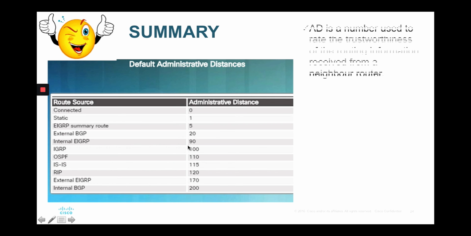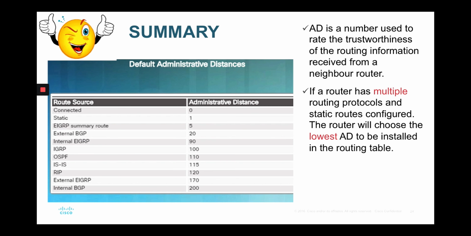Okay. Now, administrative distance is the number used to rate the trustworthiness of the routing information received from a neighbor router. And the second thing, don't forget, if a router has multiple routing protocols and static routes configured, the router is going to choose the lowest administrative distance to be installed in the routing table.